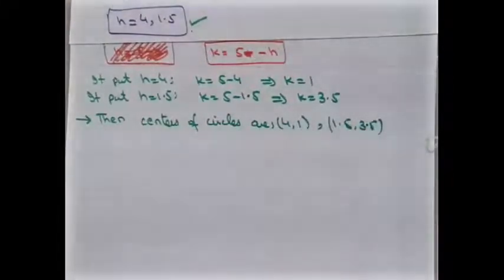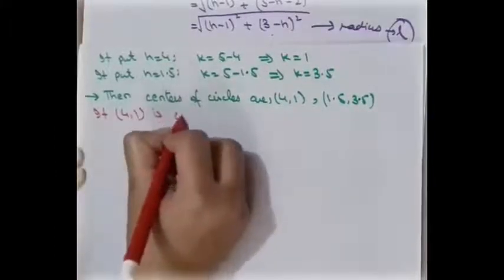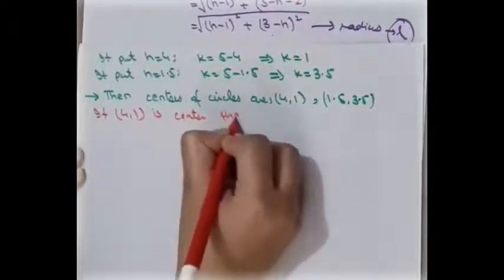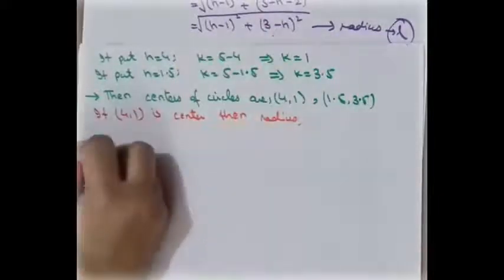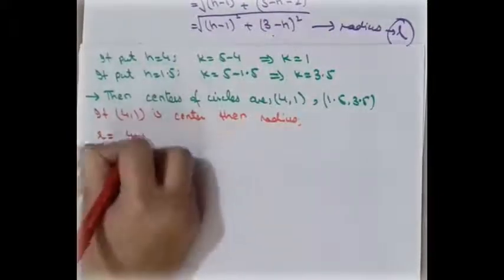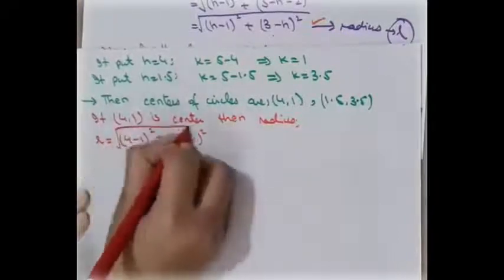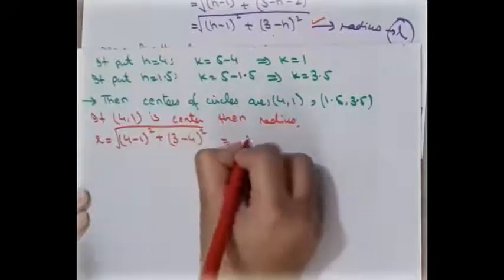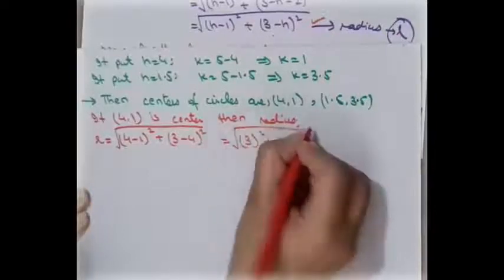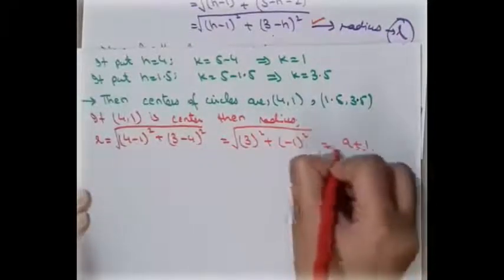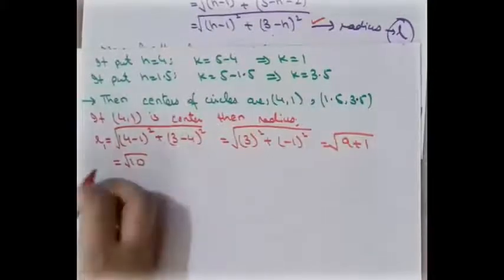Now we have to find the radius of these two circles. If 4, 1 is the center, then what will be the radius? So we just put the values in this form. So we say r equals the square root of (4 minus 1) squared plus (3 minus 4) squared. Then it will be the square root of 3 squared plus minus 1 squared, then the square root of 9 plus 1, which equals the square root of 10. As we said, this is the radius 1.